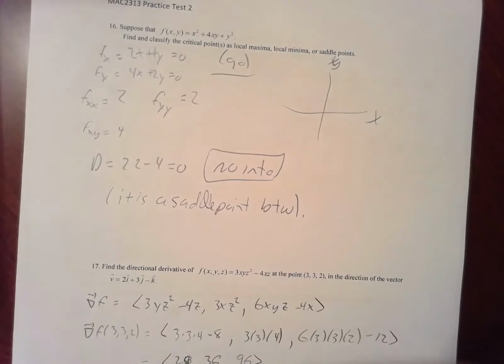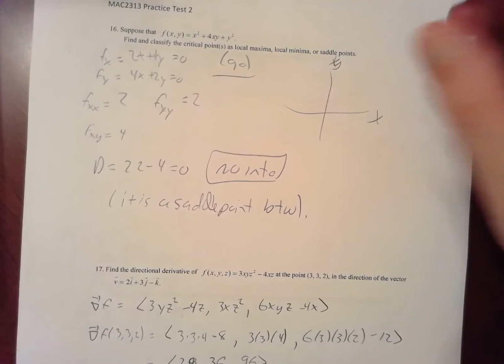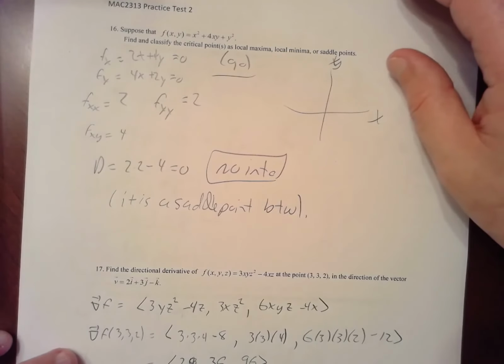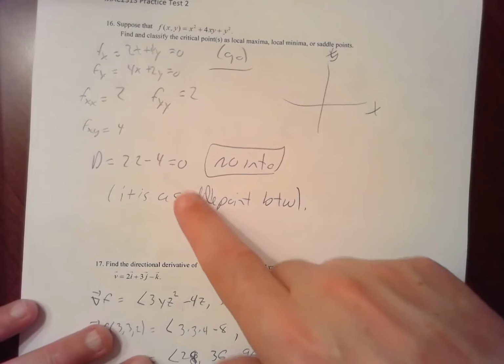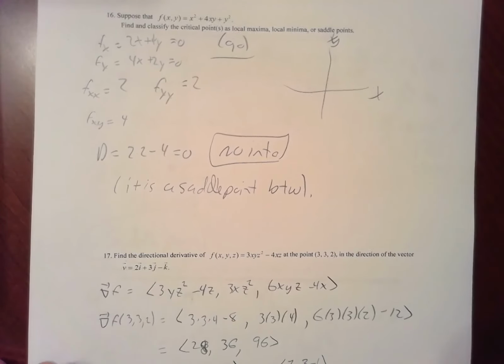And the only way you would actually be able to figure out it's a saddle point is plugging in a bunch of values, looking at the graph, something like that. So if this happens on the test, you would just say, we don't know. There's no info. Our second derivative test failed.